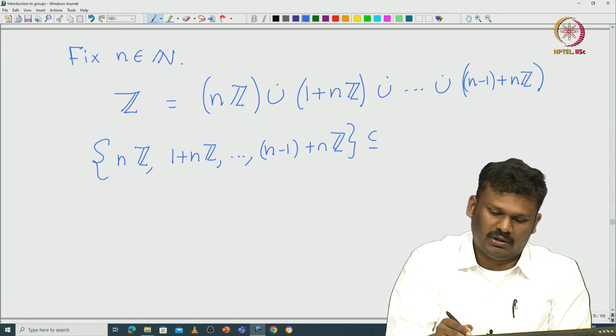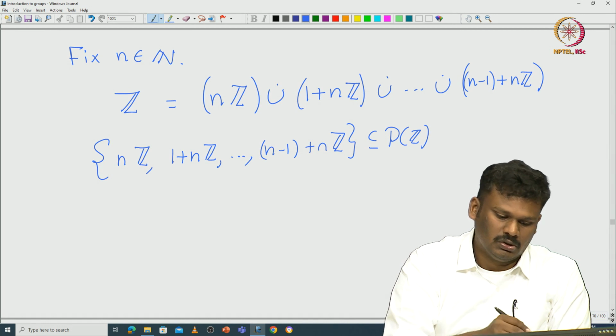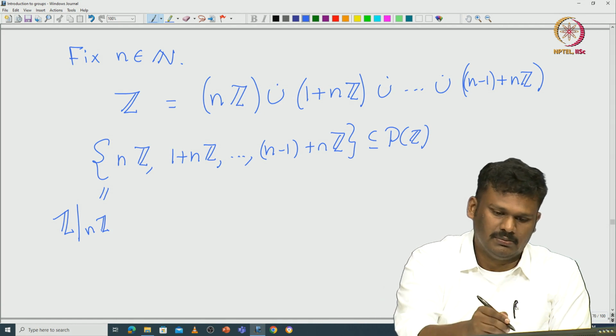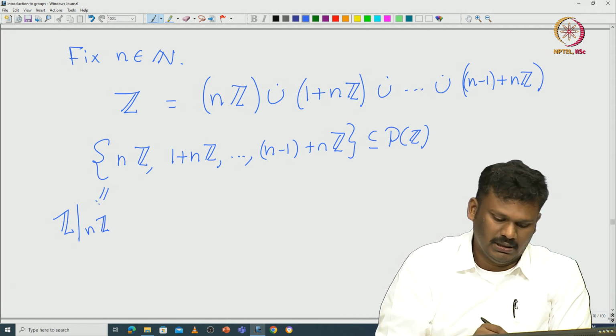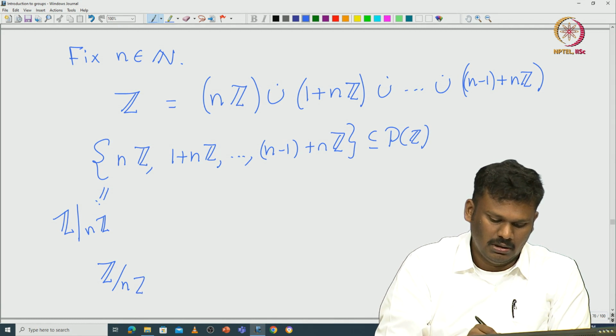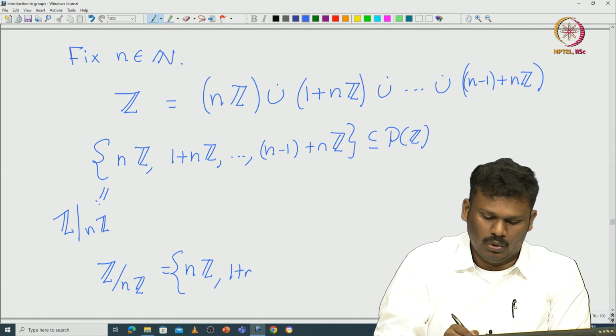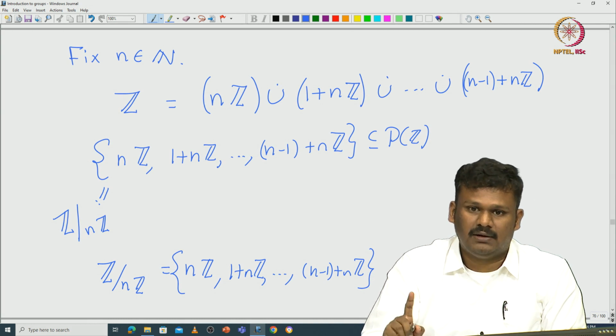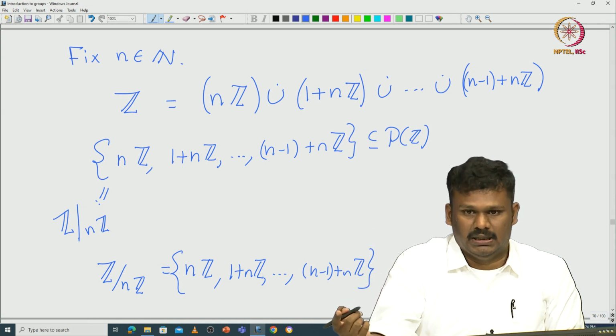Now I take these sets nZ, 1 plus nZ, and so on, n minus 1 plus nZ. This is a subset of the power set of Z, consisting of n elements. Call this Z modulo nZ. So, this is my definition. What is my Z modulo nZ? By definition, this is just these sets nZ, 1 plus nZ, etc., n minus 1 plus nZ. Note that each element of this set is itself a set inside your integers.